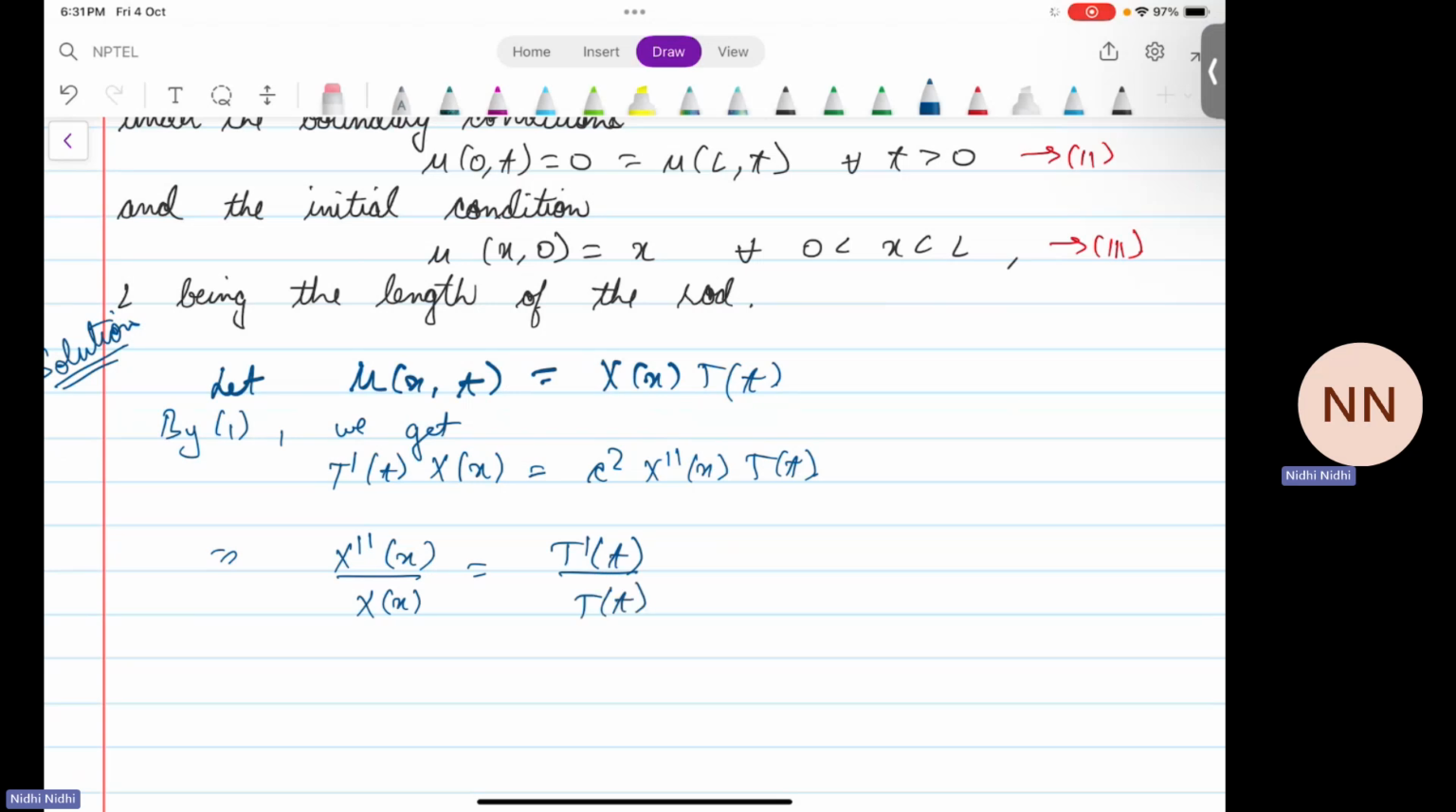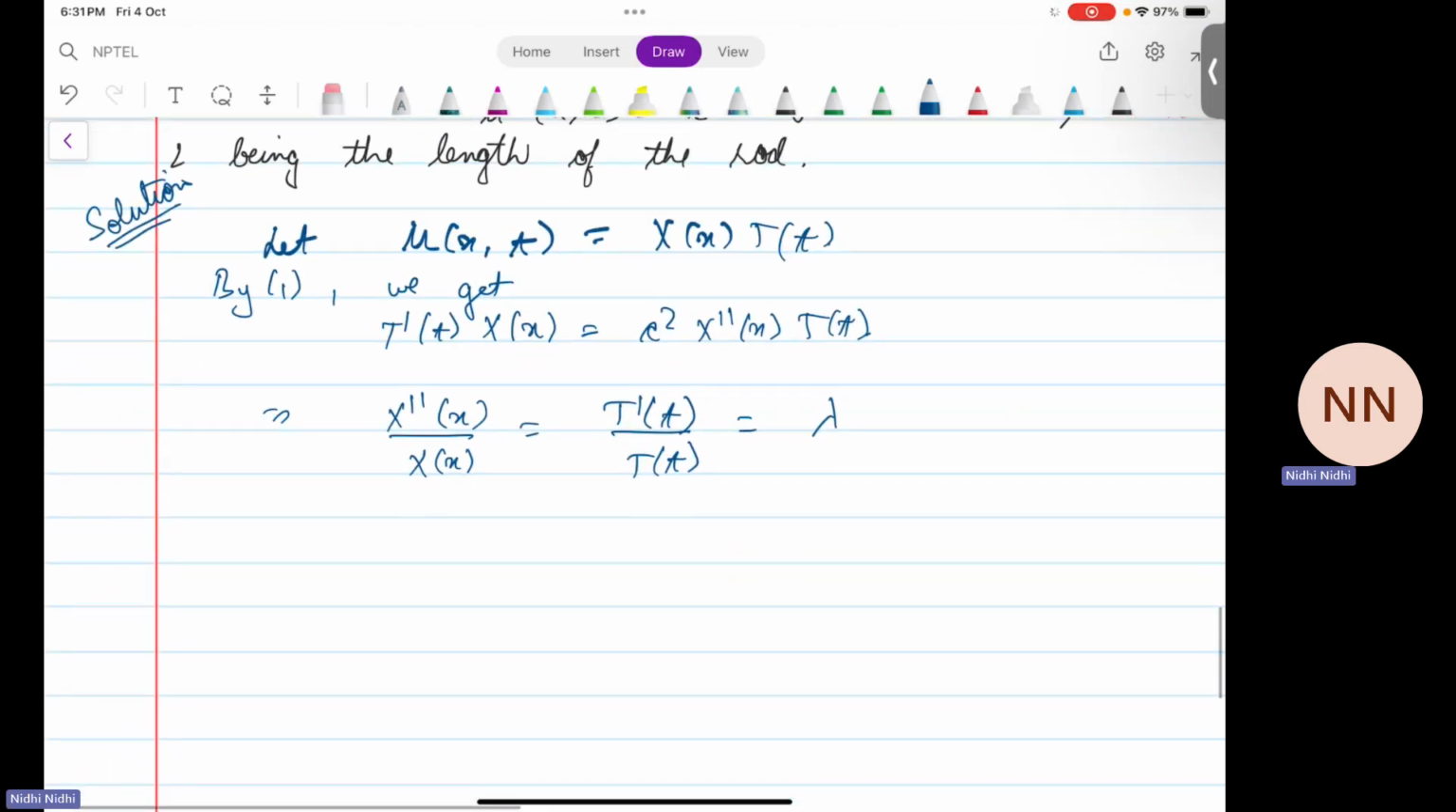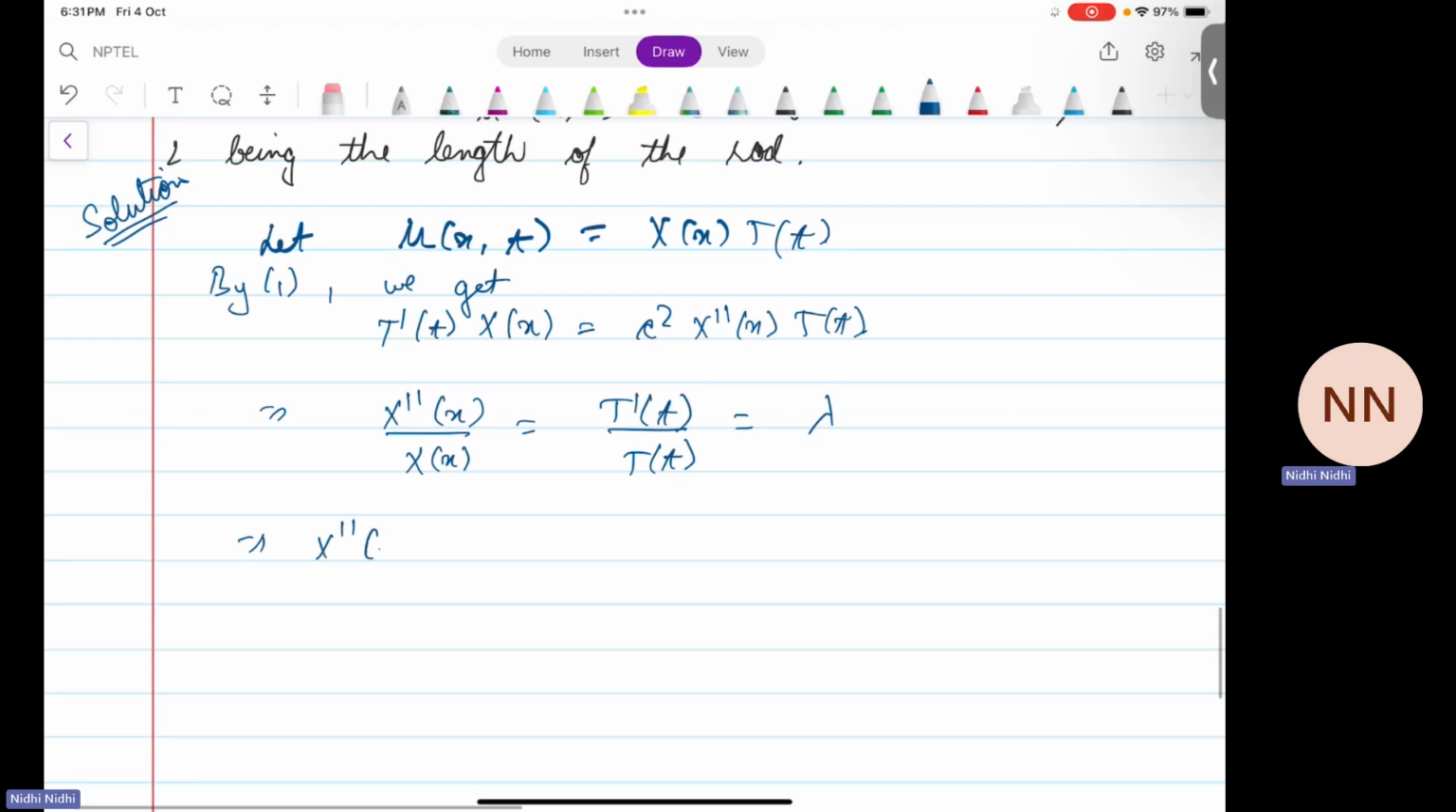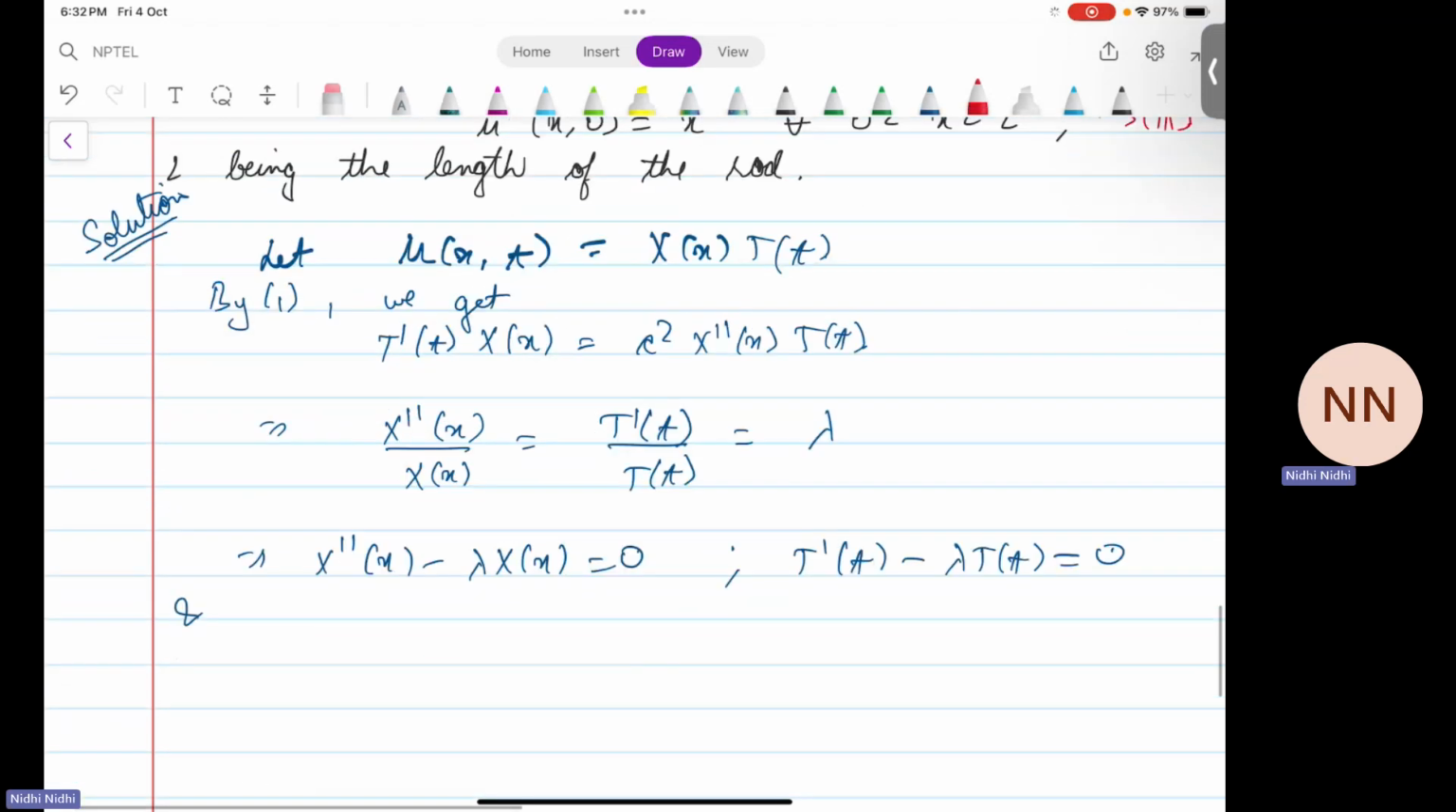Now, on either side of the equation, we have different independent functions. On the left hand side, it is a function completely depending on x, whereas on the right hand side, it is a function that depends completely on t, and they both are equal. So this can be possible only if they are equal to some constant lambda. So this gives us X''(x) minus lambda X(x) is equal to 0. Also, T'(t) minus lambda c square T(t) is equal to 0. So let me mark this one as number 4.